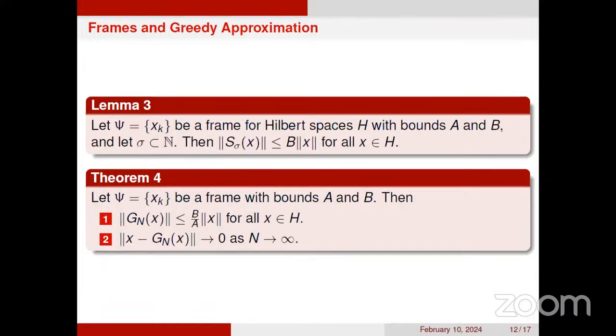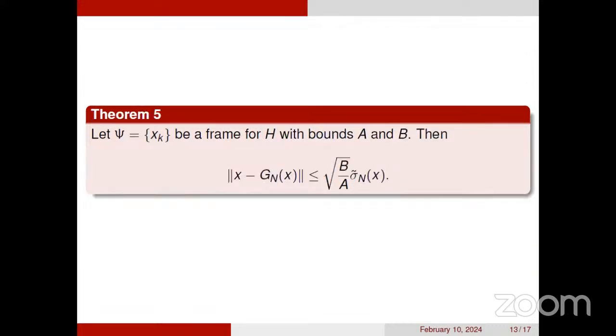Next is frames and greedy approximation. Lemma 3 is used to prove Theorem 4, which states: let x_k be a frame for the Hilbert space H with bounds A and B, and let sigma be a subset of the natural numbers N. Then the norm of S_sigma x is less than or equal to B times the norm of x for all x belonging to H. Theorem 4 states that every frame in a Hilbert space H with bounds A and B is quasi-greedy with constant B by A. And Theorem 5 states that every frame in a Hilbert space with bounds A and B is almost greedy with constant square root of B by A.